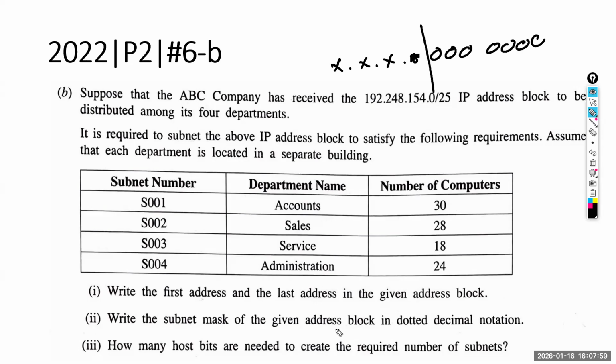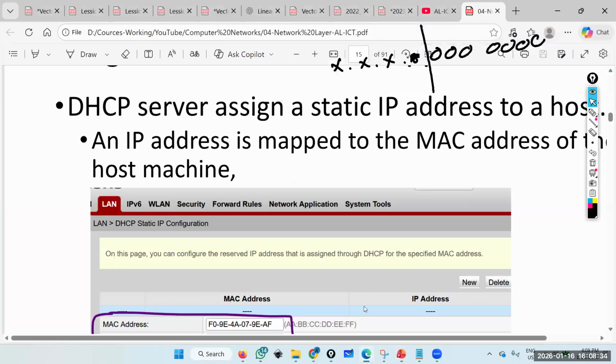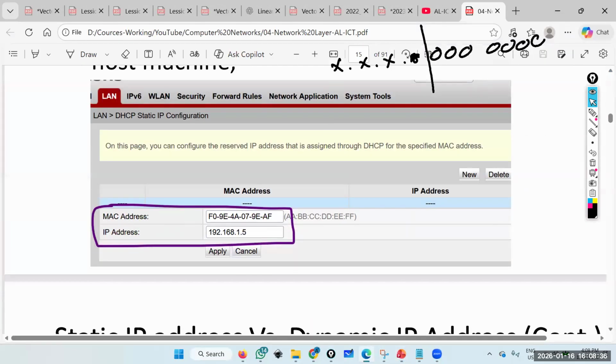But now you can see we need 4 subnetworks, the IP address block to be distributed among 4 departments. That means we need 4 subnetworks. That is also an easy question, right? Did we do this question? Because this is also 4 subnetworks, right? All are between 16 to 32. I think we did this, right? So let me double check.